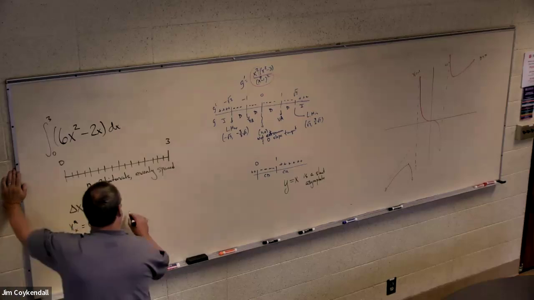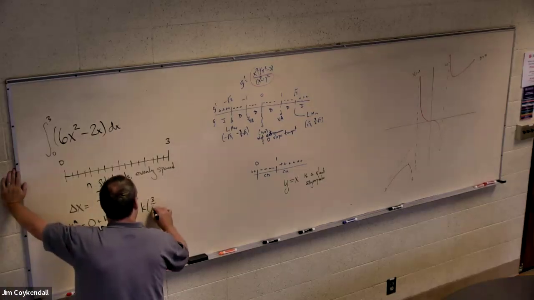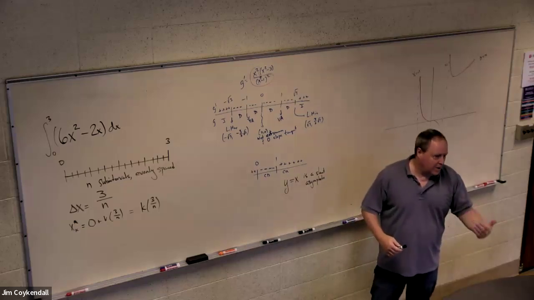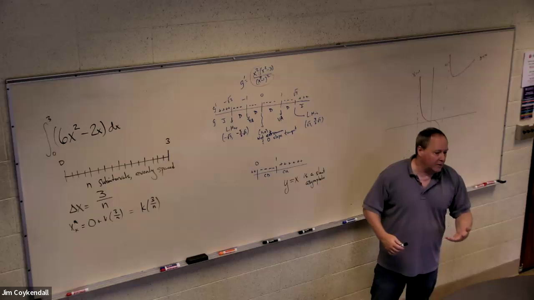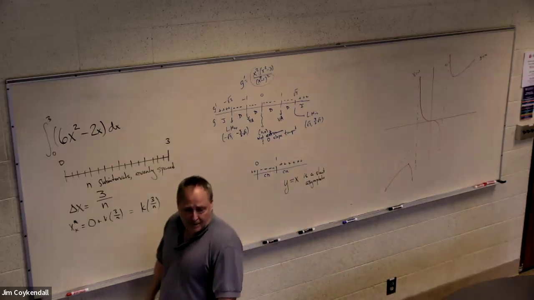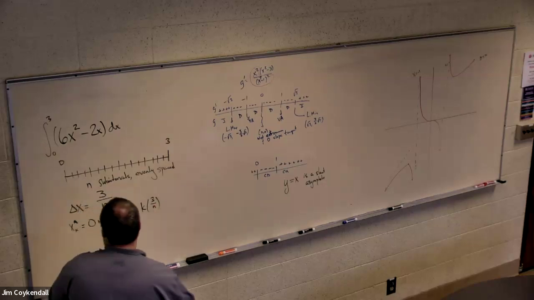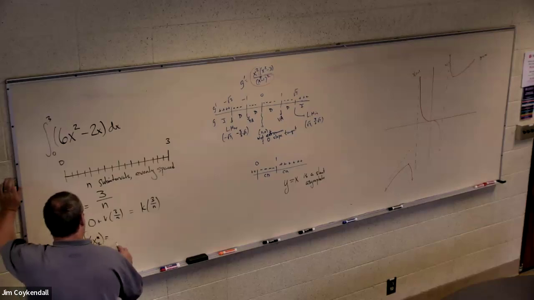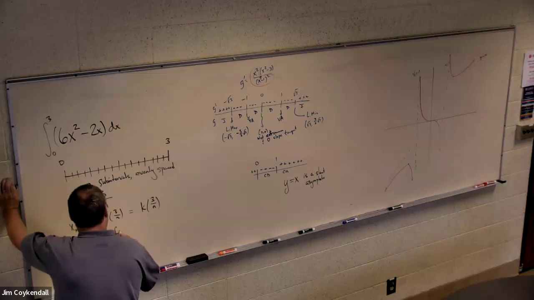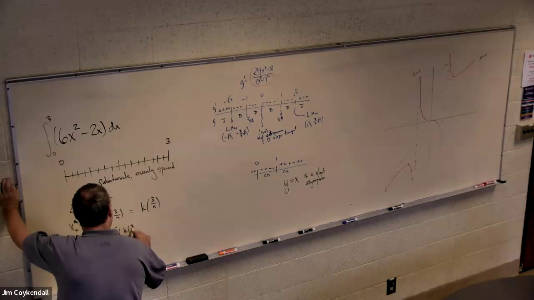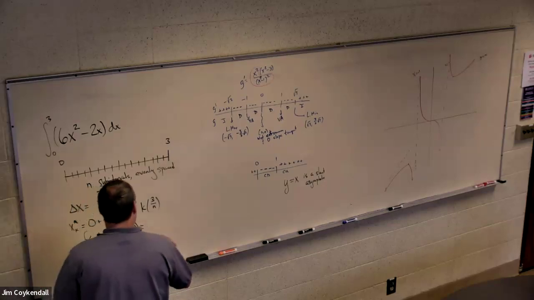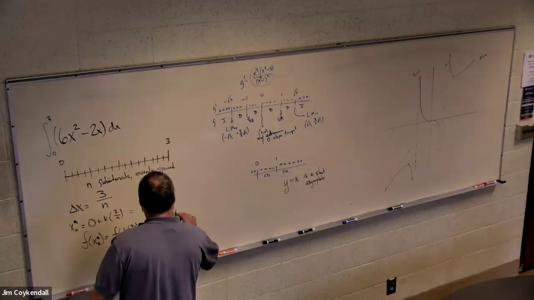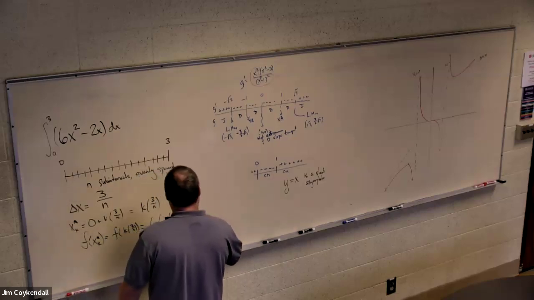So is everybody with him on that? Right? The right endpoint of the kth interval is move over from 0 to k times 3 over n. Right? That's essentially that. Everybody come over? So f of x_k star is f of k times 3 over n. And in our case, this is 6 times k times 3 over n, squared, minus 2k.